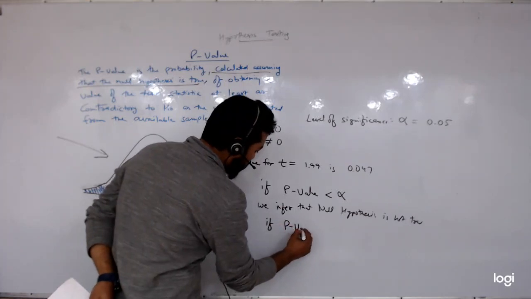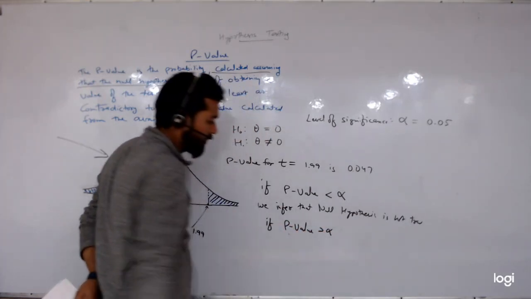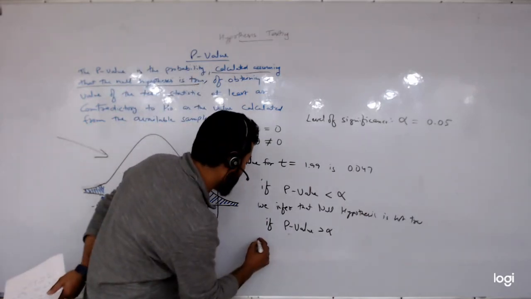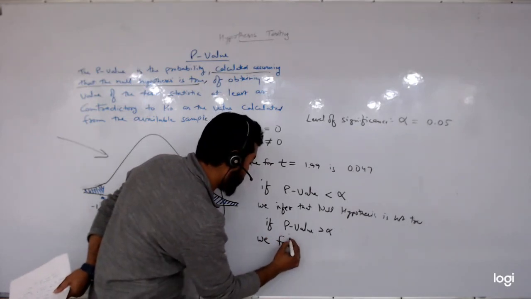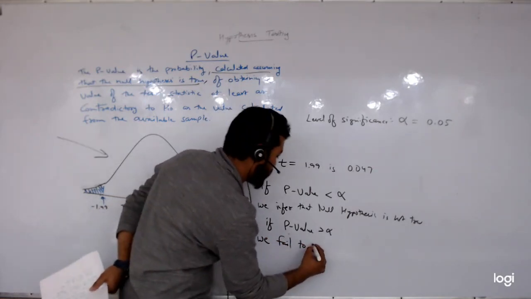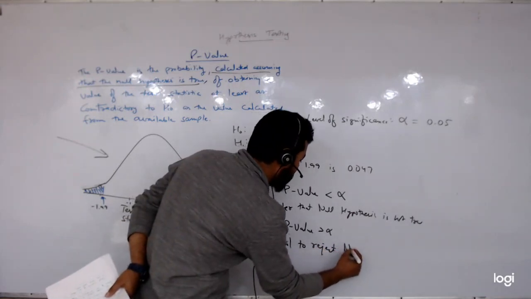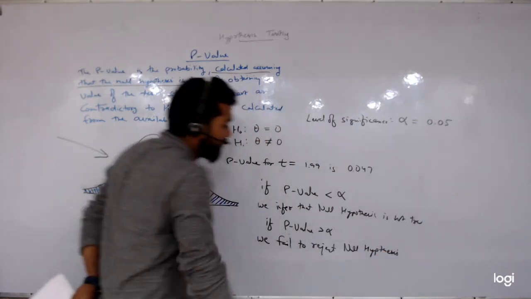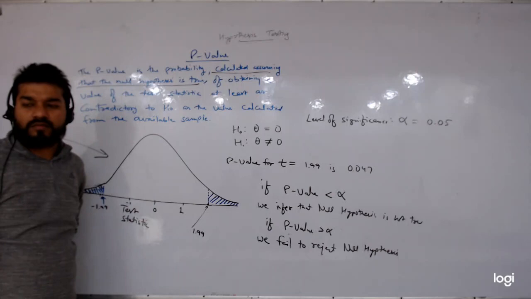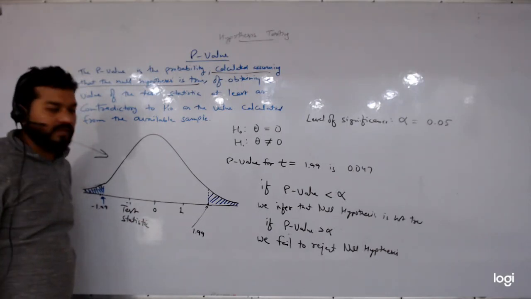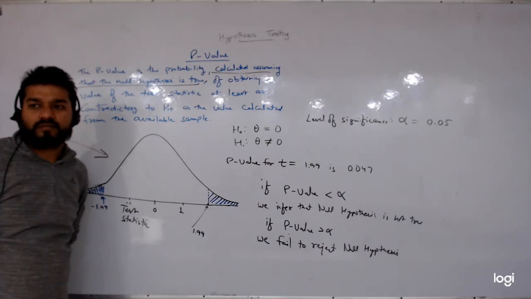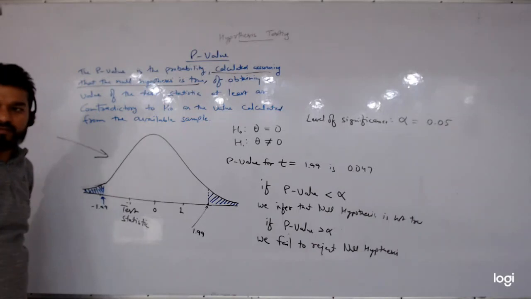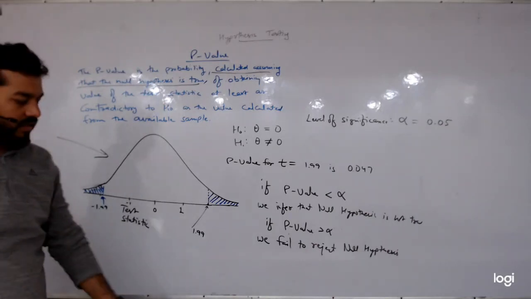And if the p-value is greater than alpha, okay, then we say we fail to reject the null hypothesis. We fail to say that this is not true. Okay, you never say that you accept this. You just say you fail to reject it. You don't have enough evidence to be able to reject it. These are technically correct lines in statistics.